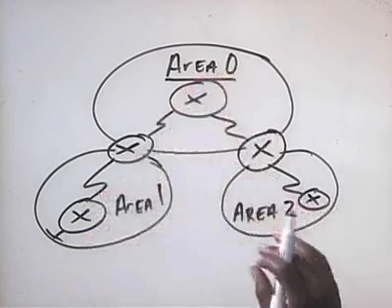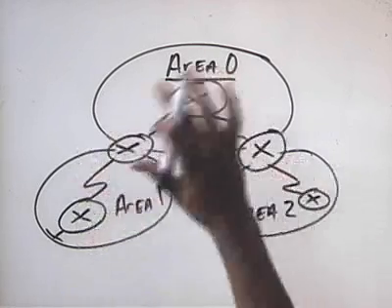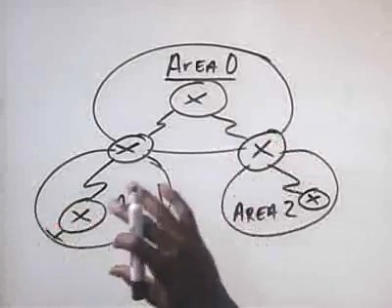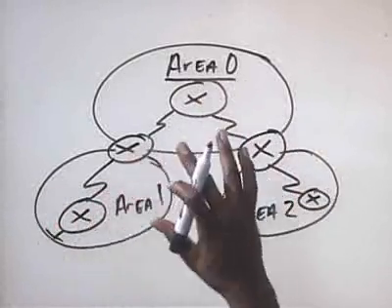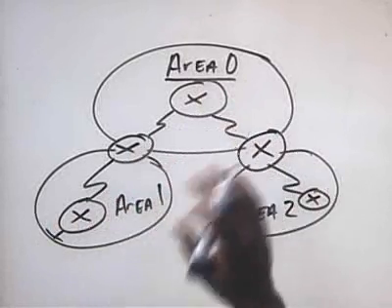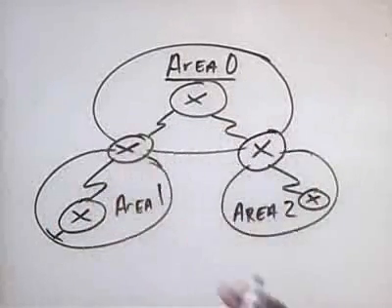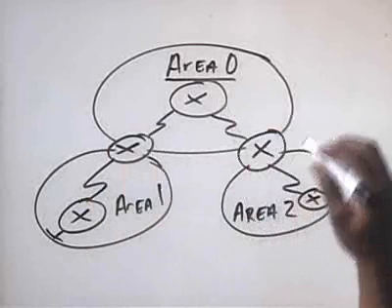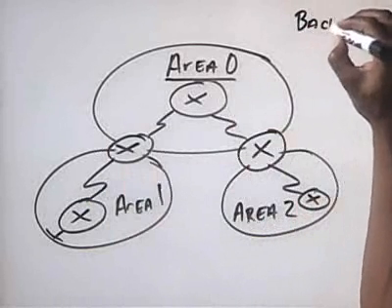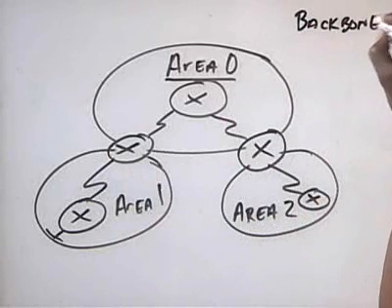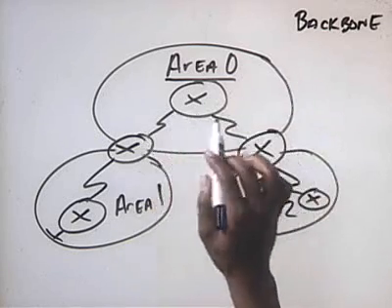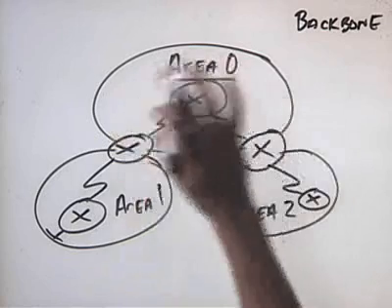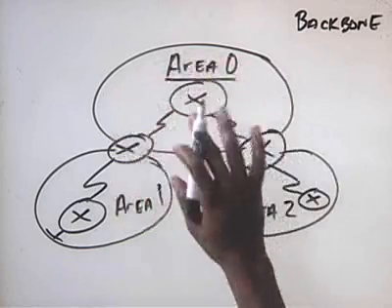OSPF also uses different names for the different routers. Each one of the names represents a different function for each type of router, depending on where that router resides in the OSPF network. For instance, you have backbone routers. Backbone routers are routers that have one or more interfaces in the backbone area, in Area 0.